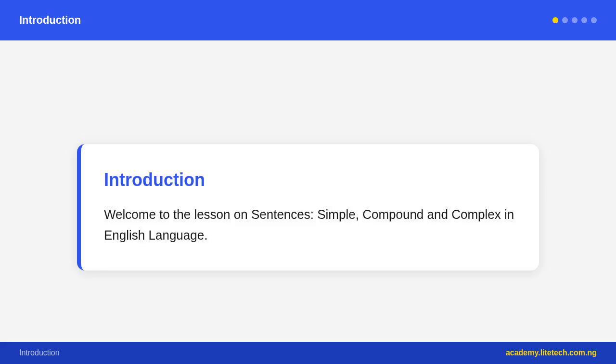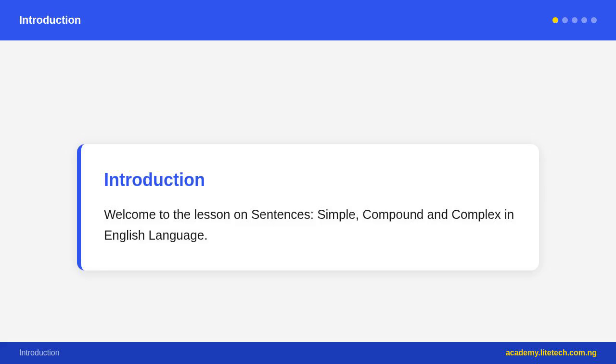The clause. Before we can understand sentence types, we must understand what a clause is. A clause is a group of words that contains a subject and a verb. An independent clause, also called a main clause, can stand alone as a complete sentence. Example: she passed the examination.